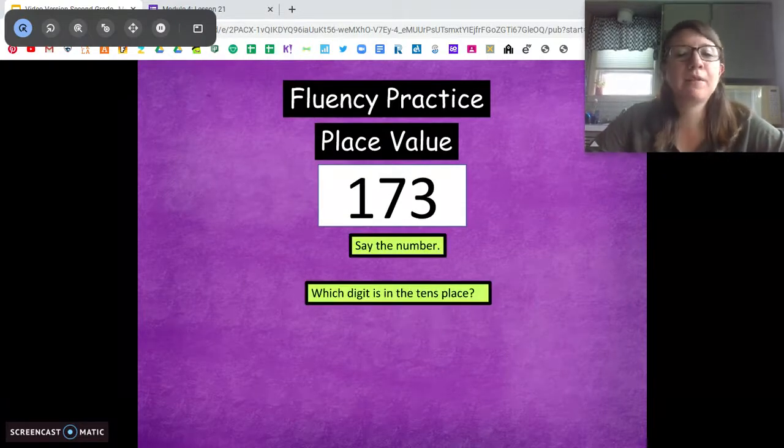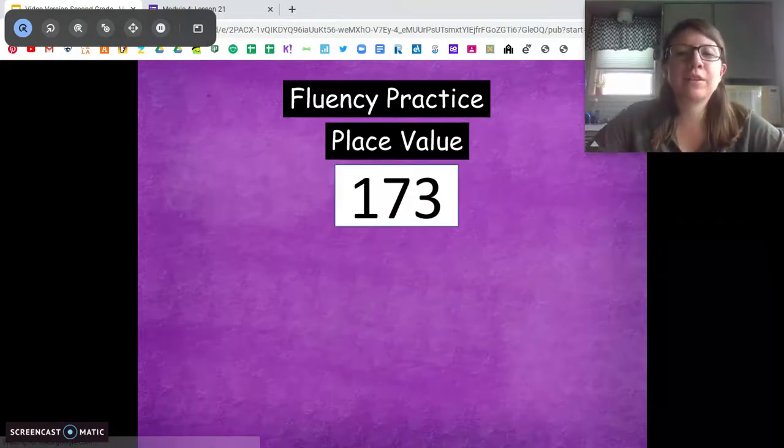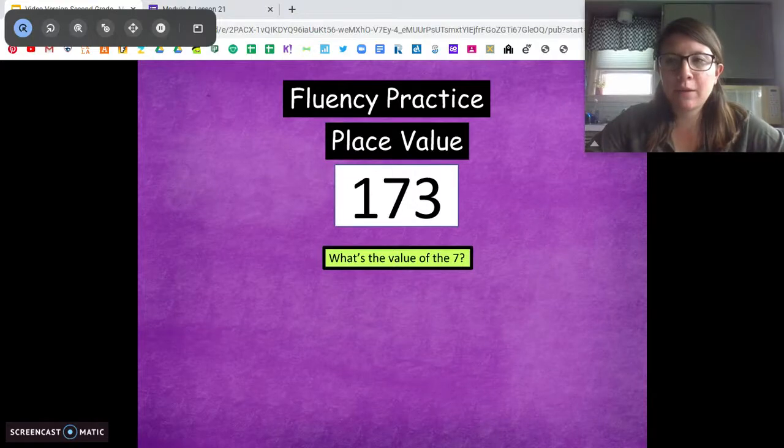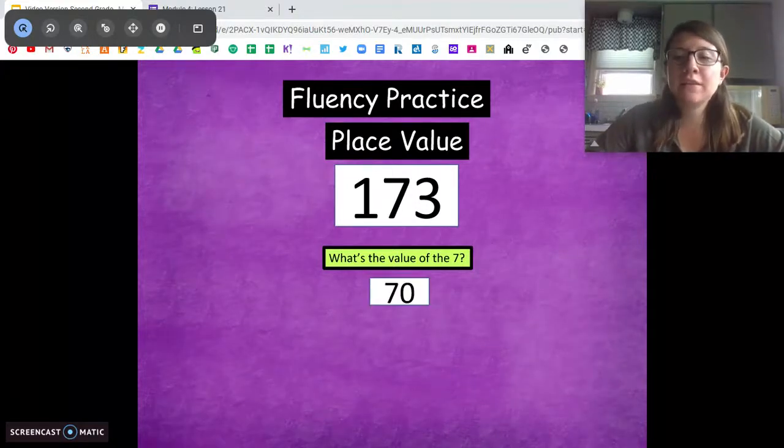173. Beautiful. What number's in the tens place? What digit, sorry. What digit is in the tens place? 7. Good. What's the 7 worth? What's the value of the 7? Yeah, 7 tens are 70.